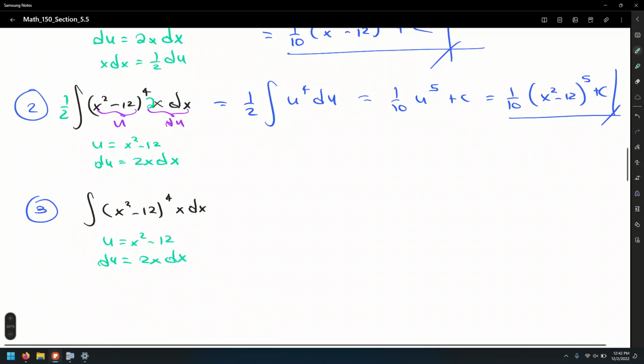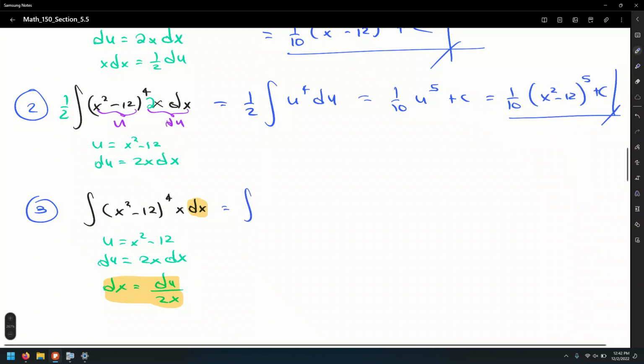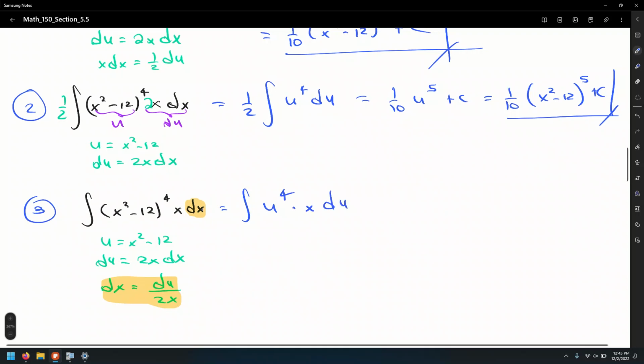For this third method, what we're going to do is solve this last equation for the dx quantity. That is, divide both sides by 2x. dx equals du over 2x. And this is all we're going to do here. In this case, I'm going to replace dx with du over 2x, only here, and this x that we have here, leave it alone. You'll see what's going to happen. So number 1, that's the integral of the quantity u to the 4th power, times x, this whole x right here, and this dx will become du over 2x.